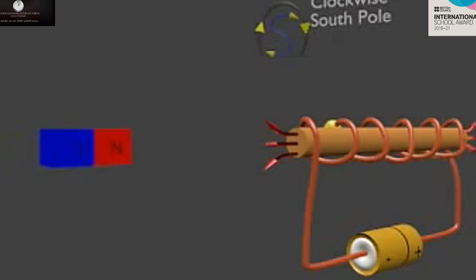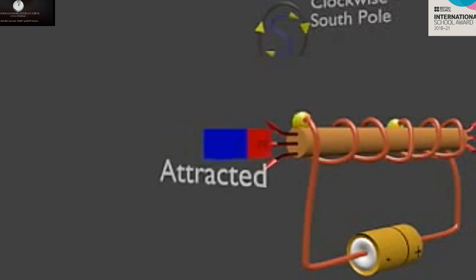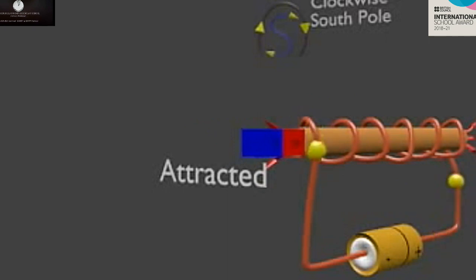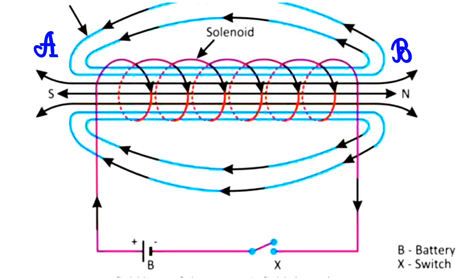See here. When the magnet is coming, the North Pole is getting attracted. So that end is South Pole. Is it clear? So in this way we can find out the polarity of a solenoid. Now let us see the other method to find out the polarity of a solenoid.